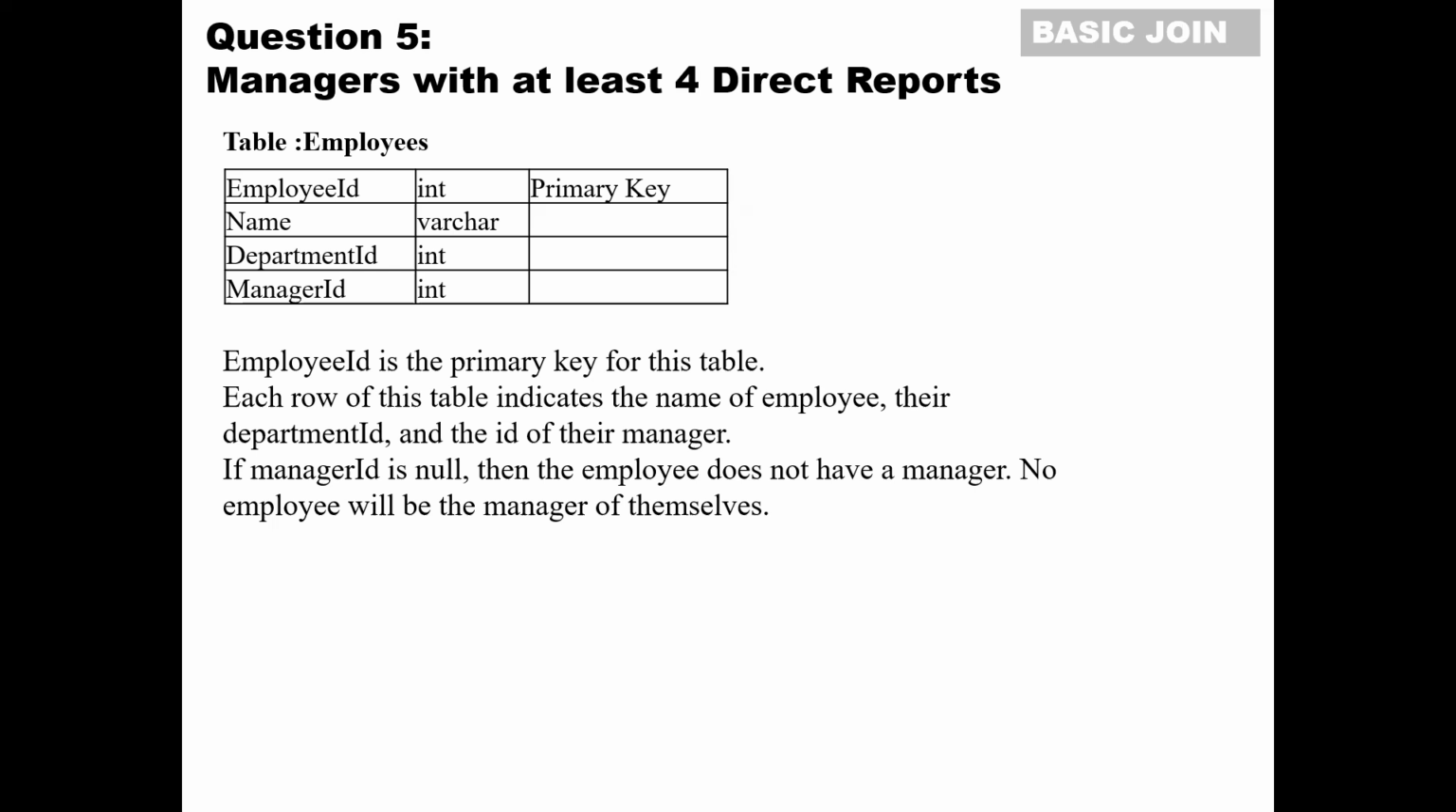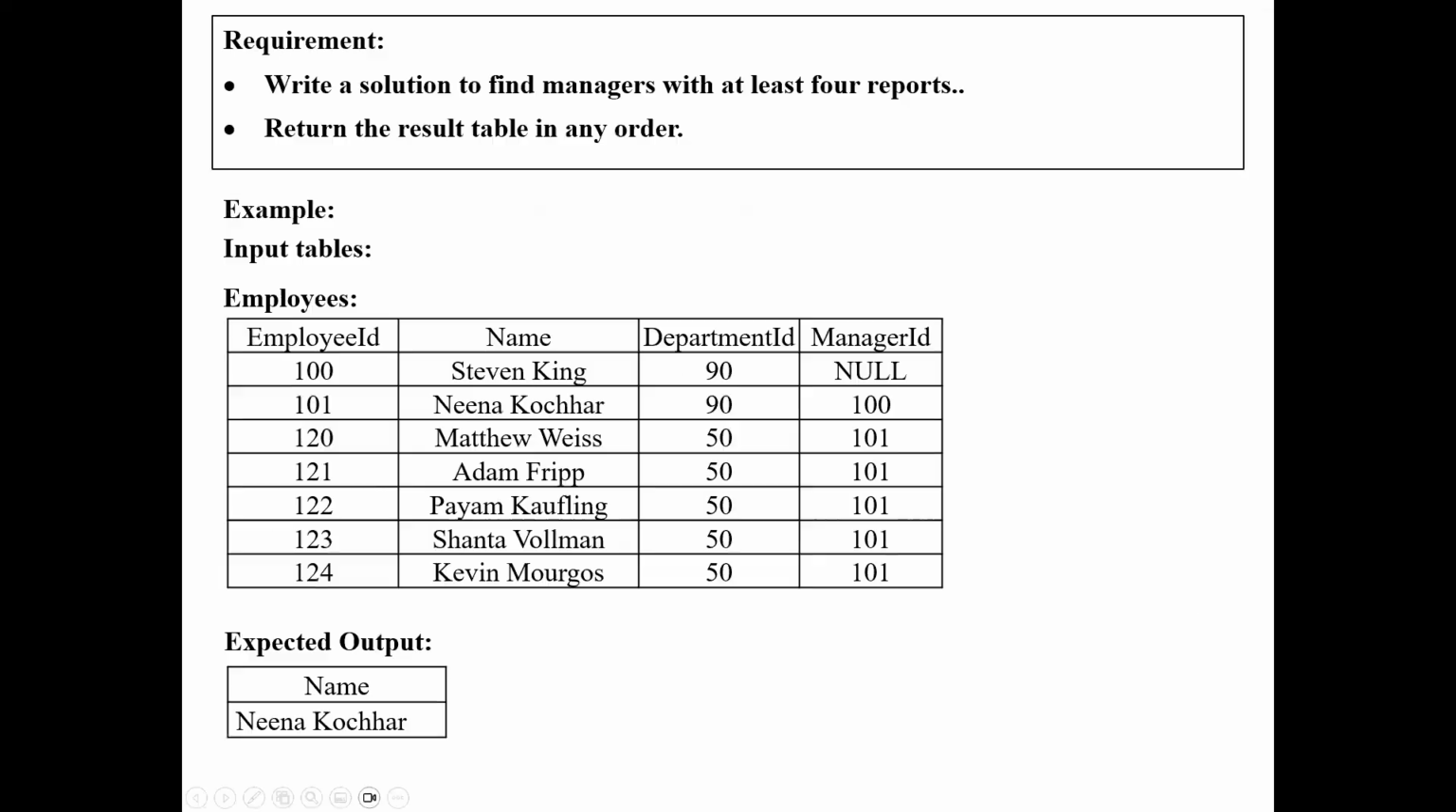Our task: find the names of employees who manage at least 4 other employees. In other words, they have 4 or more direct reports. The result can be in any order. Here's a sample of the employees table with some test data. In this case, Nina Kocher manages 5 employees, so we expect to see her name in the result.